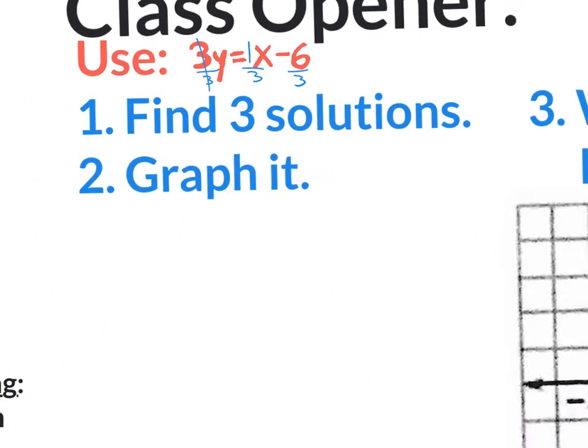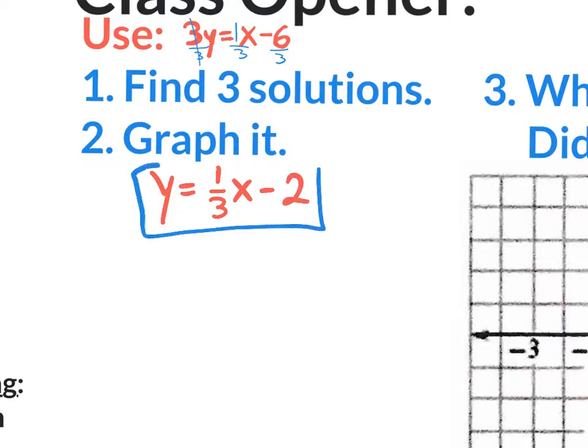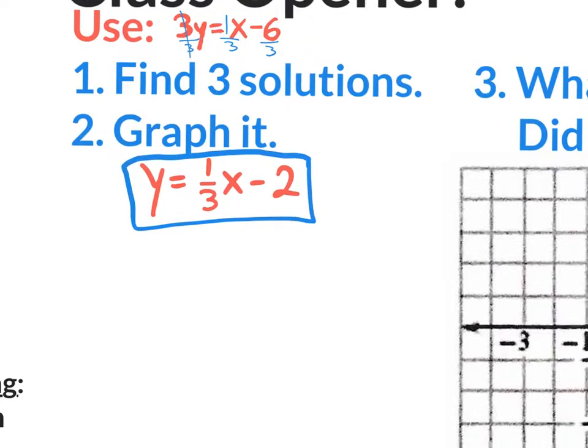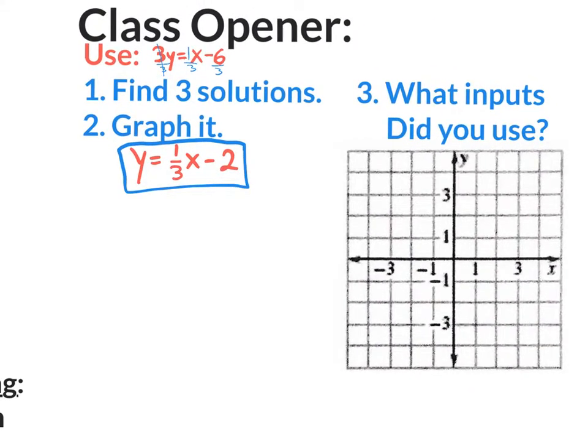Let me rewrite my function form equation right here. So when you divide everything by 3, you end up with y equals 1/3. 1 divided by 3, you leave it as a fraction. x minus 6 divided by 3, that is 2. So there's our function form equation. y equals 1/3 x minus 2. Now we're ready to make an xy table, an input-output table. Plug in three easy numbers, get out three easy answers.